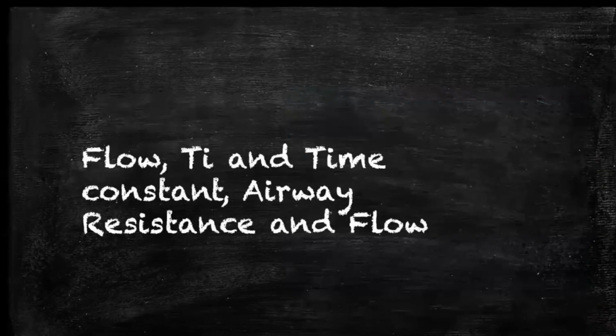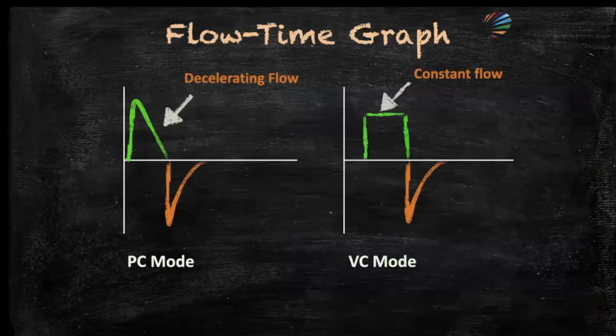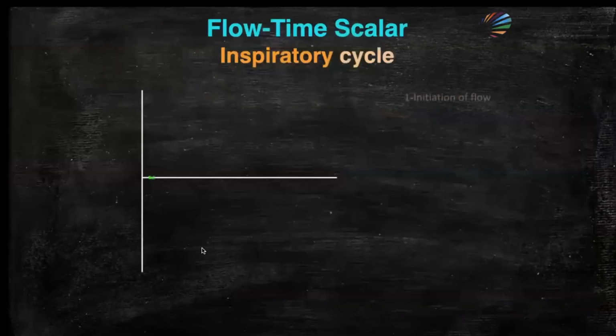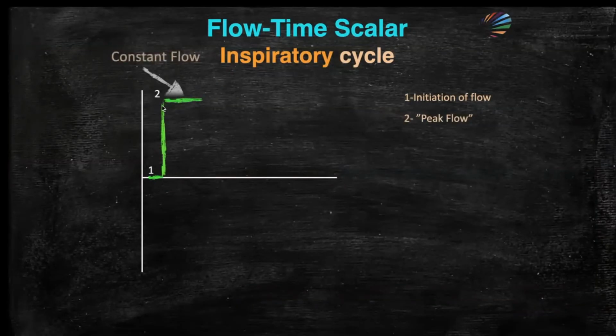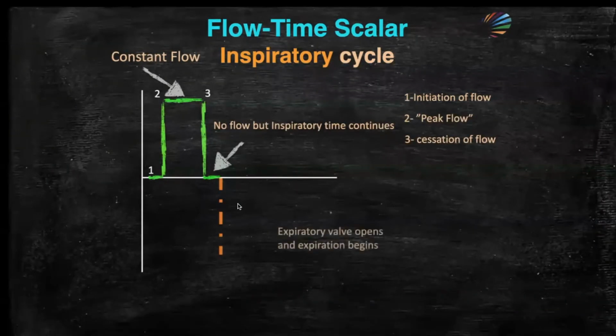Now coming to the last part of my talk, that is the flow, inspiratory time, time constant, and airway resistance. We know the flow time scalars are different in pressure control and volume control modes. In pressure control mode, we have a decelerating flow. In volume control mode, you have a constant flow. All these things will be discussed in more detail in the talks on pulmonary graphics. This is the constant flow of volume control mode, and this is the decelerating flow of pressure control mode. And the flow, basically, is the initiation of flow, peak flow, then constant flow, cessation of flow, then the state of no flow, and then expiration starts.